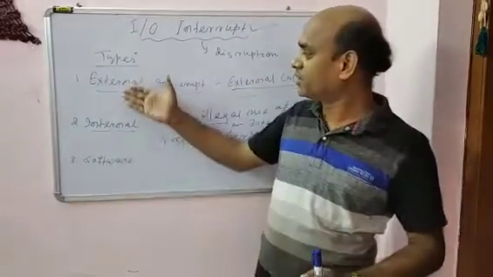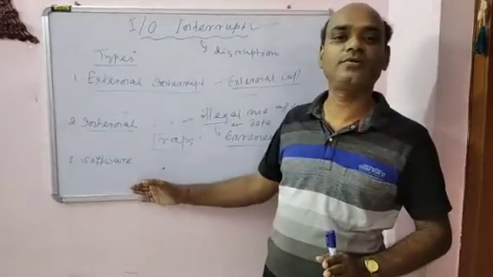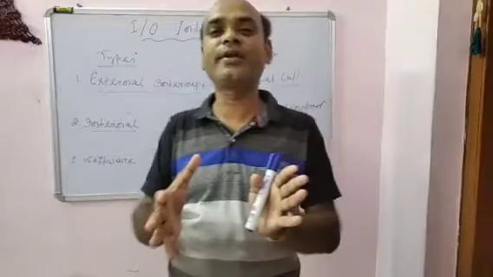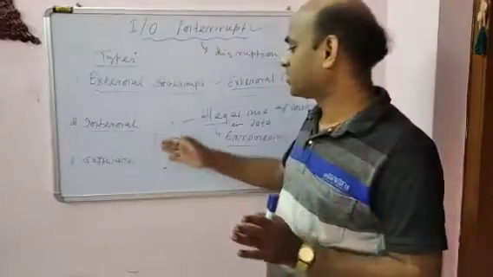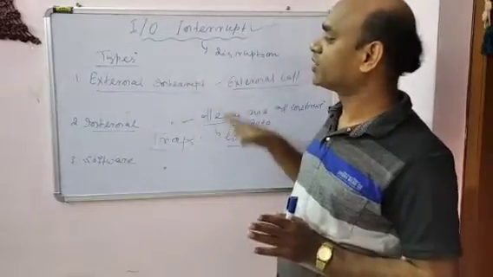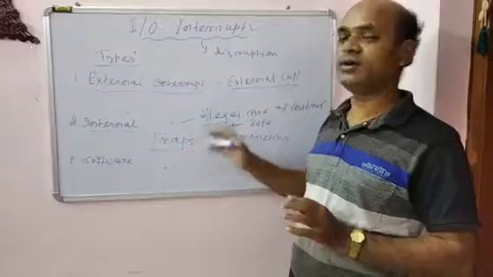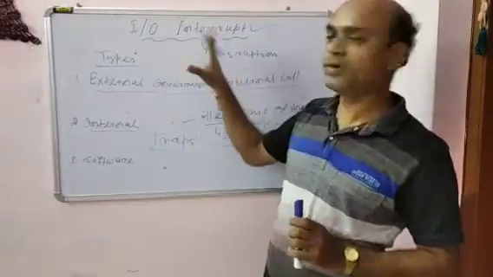We have three types of interrupts: external interrupts, internal interrupts, and software interrupts. When a particular instruction is being executed and creates difficulties or disruption, that is the software interrupt. So in this way, we can write the internal, external, and software interruption. This is a very important concept.